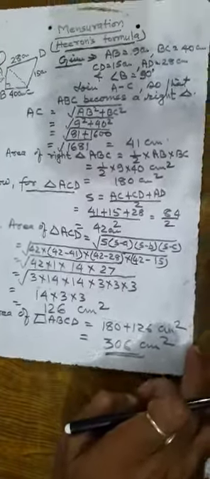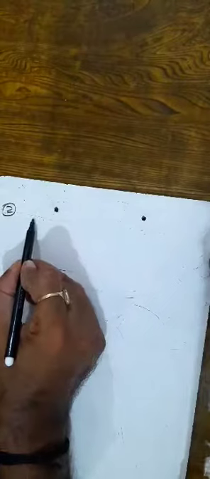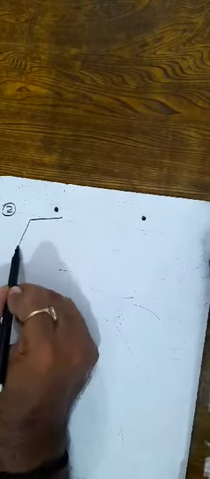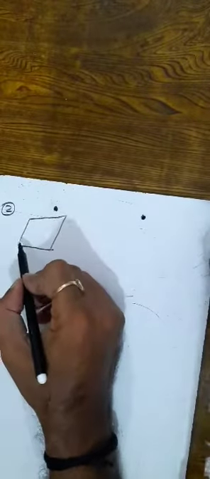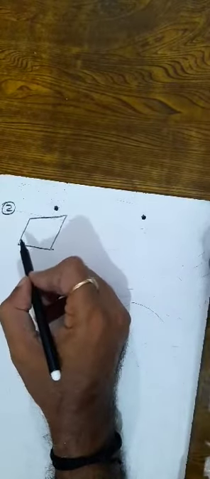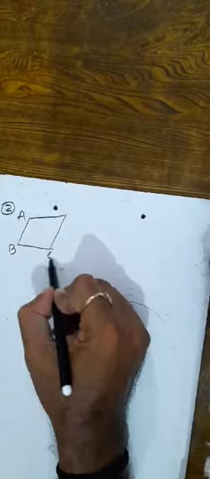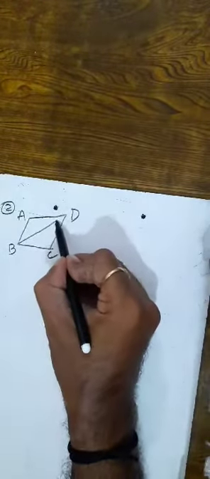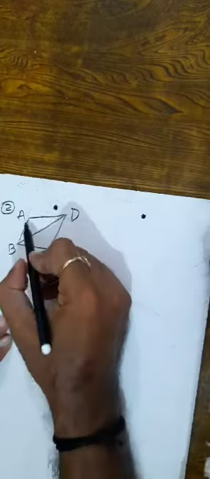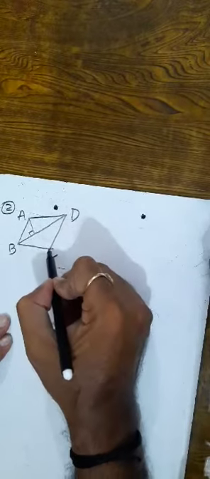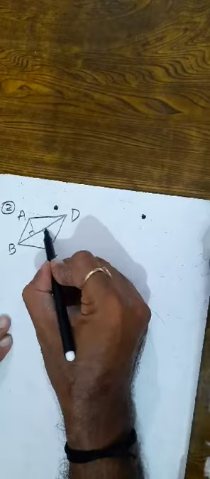Now next question. Question number 2. Find area of quadrilateral in which length of a diagonal is given and altitude from its opposite vertex is given. ABCD is a quadrilateral in which diagonal BD is given, and altitudes from vertex A and vertex C on diagonal BD are both given. We have to find area of quadrilateral ABCD.